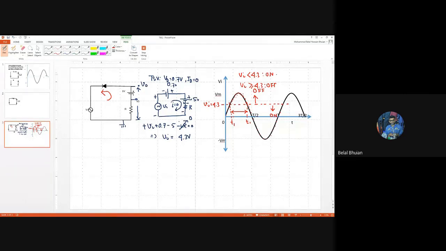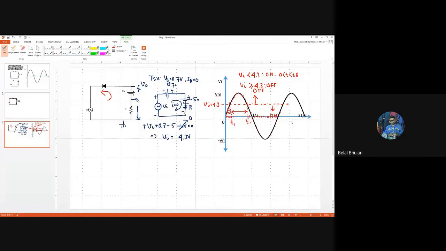I can write it in terms of time, 0 to T1. So during this interval, and also during this interval, in this interval, see, all the value of Vi is below the dotted line, below this 4.3 voltage line. So in that case the diode will be on.